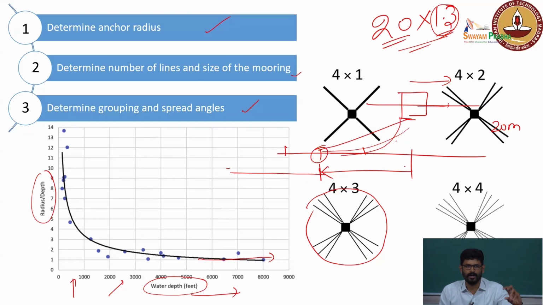For example, if I am going to increase the pretension value, then your excursion will also get limited, correct or not? So all these things are a trade-off between the items. If your pretension is going to increase, the line length on the seabed will come down, right? Which means that on end B, which is the anchor point, there will be some loading coming up now.